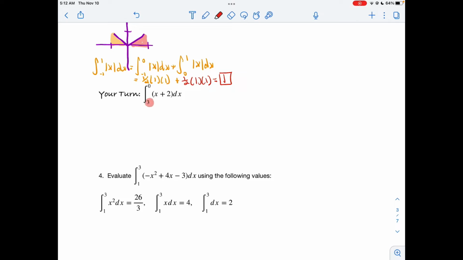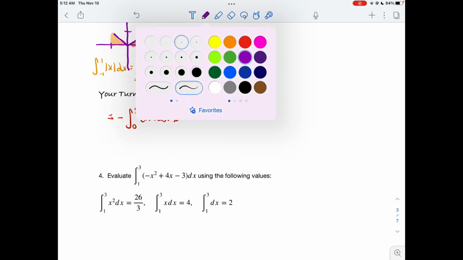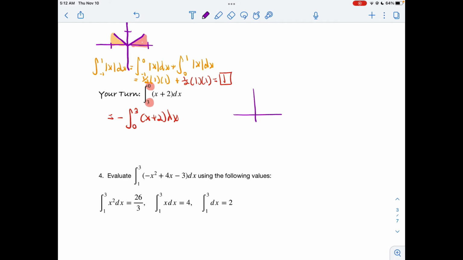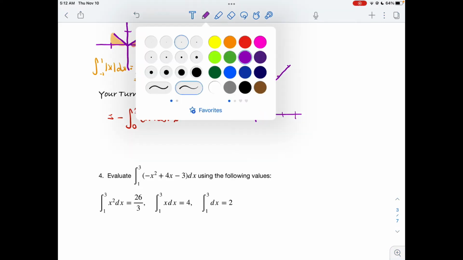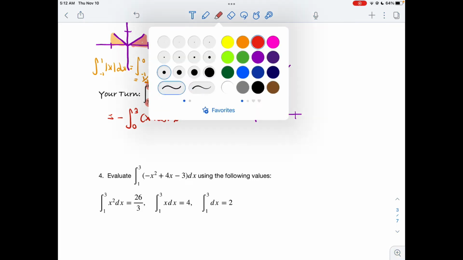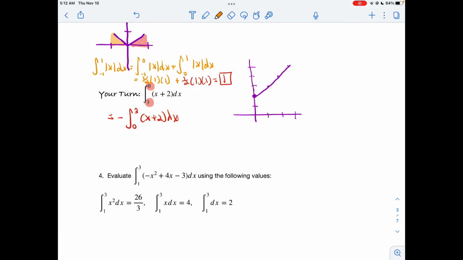First thing you need to notice about this problem is that the lower bound is larger than the upper bound, so we first need to negate it and do the opposite of the integral from 0 to 3 of x plus 2 dx. So I'm going to start by drawing my graph of x plus 2, which we've done earlier. So we have an x-intercept of 2 and a slope of 1. And we want to find that area from 0 to 3. So we got a vertical line at x equals 0 and at x equals 3. And so area under that curve into the x-axis. This is the area that we want to find.